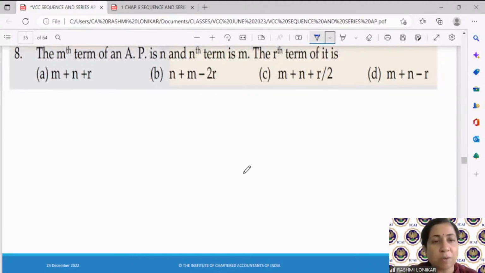The nth term of an AP is n, and the nth term is m. The rth term is. Now, what is the nth term that we already know? What is the formula they say? What is the formula for a number in AP?